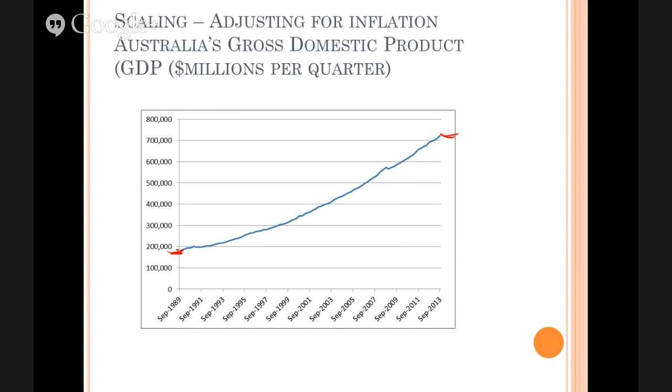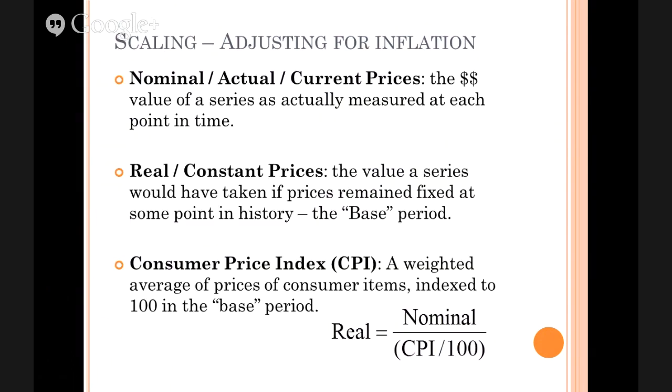Now, in a series like this, some of the increase is driven by true increases in production, in output, and some of it is driven by increases in price. And what we want to do is extract out the effect of price so we can identify the real increases in just the quantities produced. So we do that by taking the original actual data, which is the dollar value of a series actually measured at a point in time, which has as its components, if you like, a quantity effect.